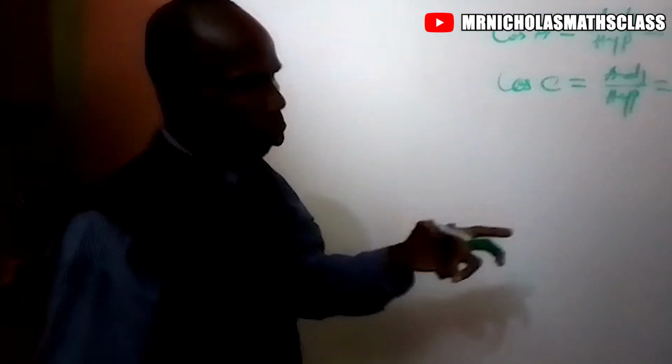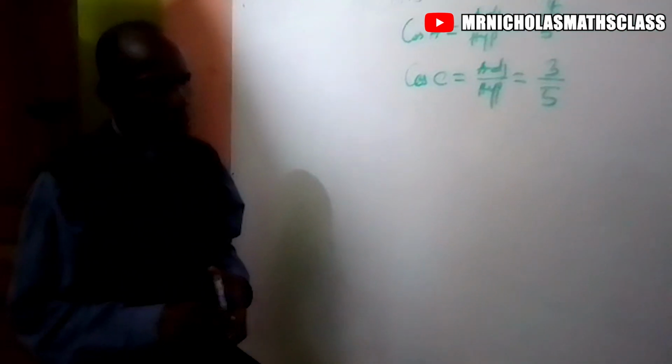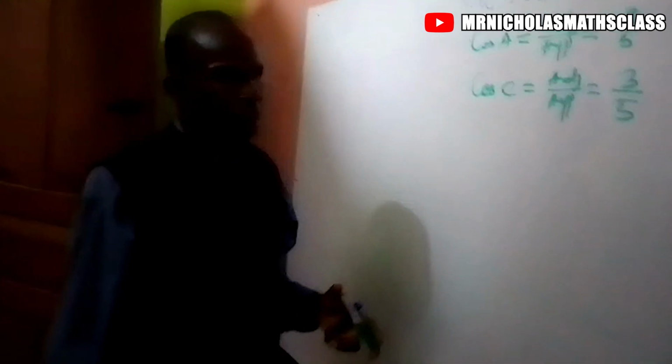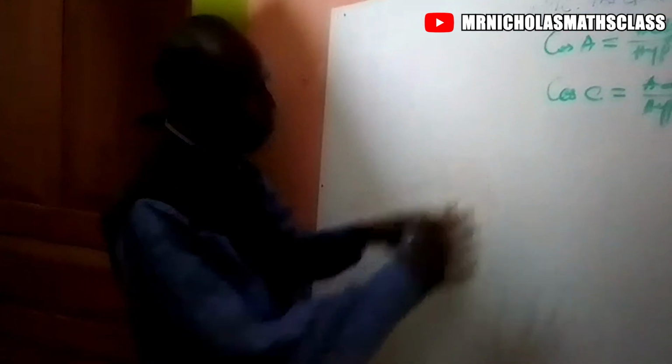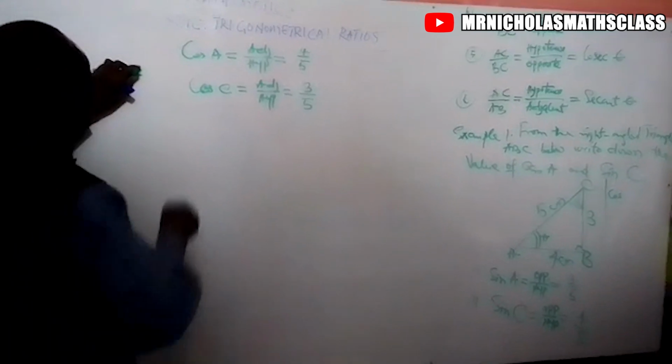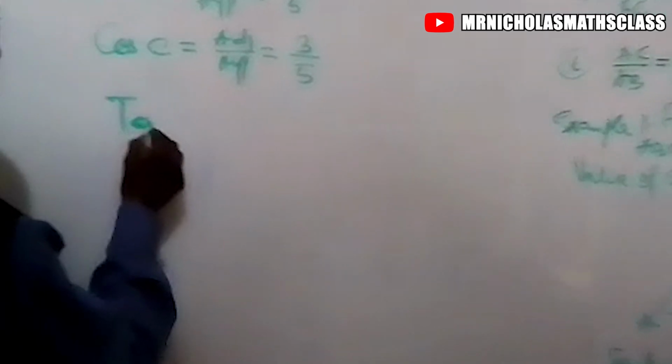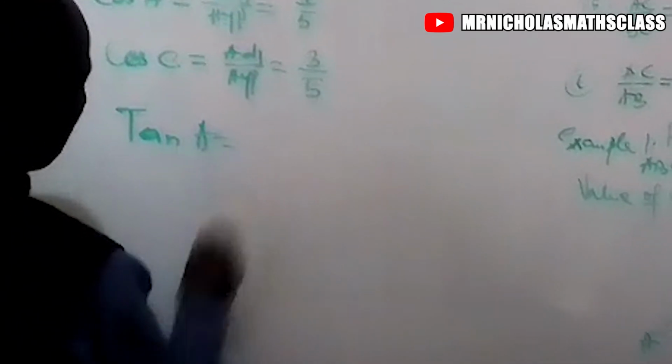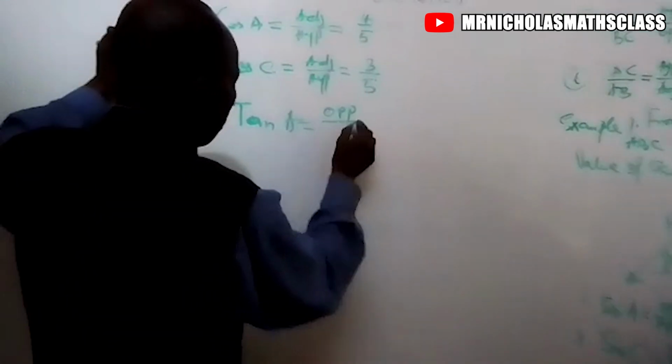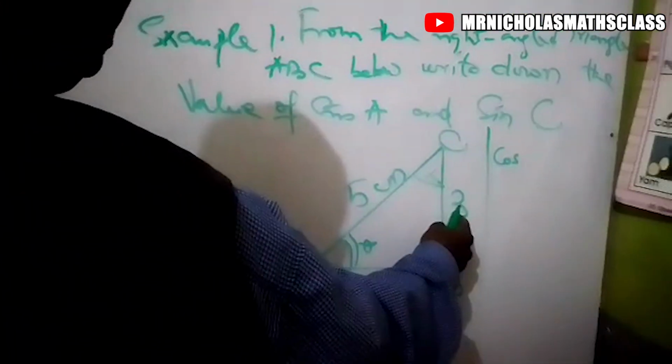This topic will lead us to more questions, more areas. Look at bearing, angle of elevation, angle of depression. So we have to start from simple to complex. What is tan A? Tan A is equal to opposite over adjacent. Look at A. In A, this is my opposite. This is adjacent. That is 3 over 4.